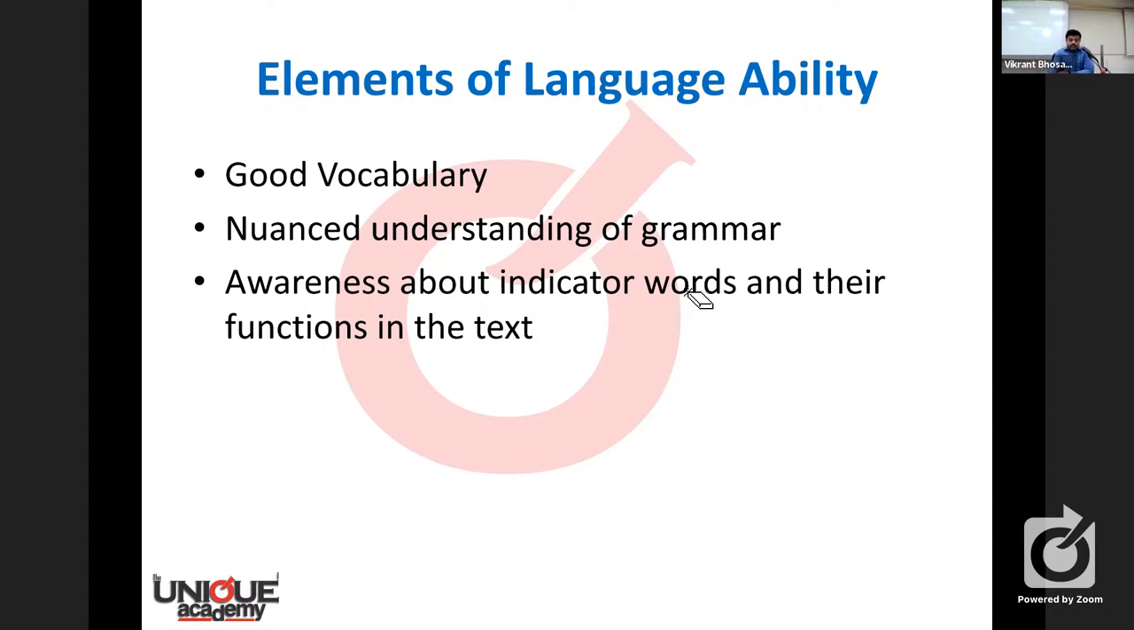Third, awareness about indicator words and their functions in the text. Indicator words are like paragraph connectors that we discussed. Words like because, therefore, thus, hence, since indicate cause and effect relationship. Words like just like, also, so also, similarly indicate similarity. Words like but, however, nonetheless, despite indicate contradiction or contrast. These are sometimes deliberately used by the writer to show you what he or she is doing, and you need to pay attention to them so that the text becomes clear to you. Are you getting my point?